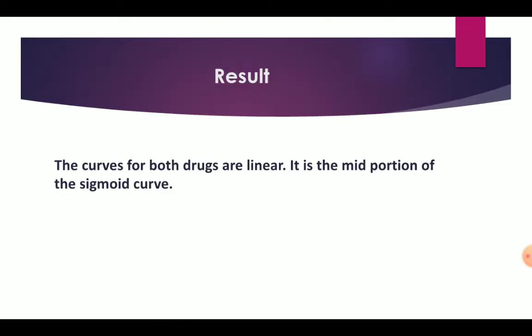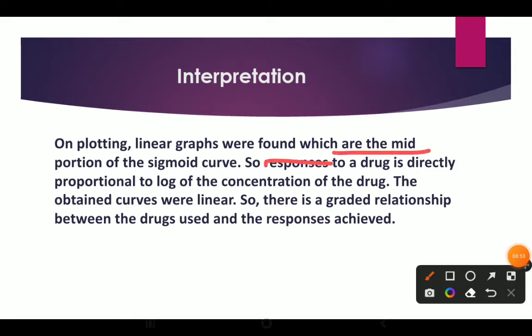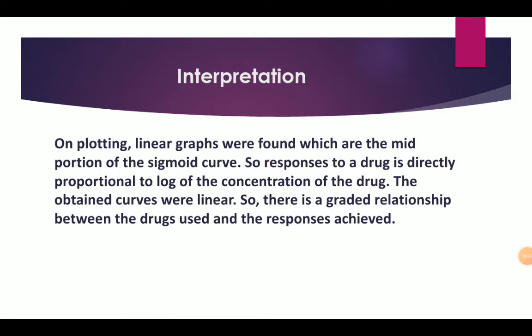Okay, now the result: the curves for both drugs are linear. It is the mid portion of the sigmoid curve, and then you have to write the interpretation. On plotting, linear graphs were found which are the mid portion of the sigmoid curve. So response to a drug is directly proportional to the log of the concentration of the drug. The obtained curves were linear, so there is a graded relationship between the drugs used and the responses achieved.